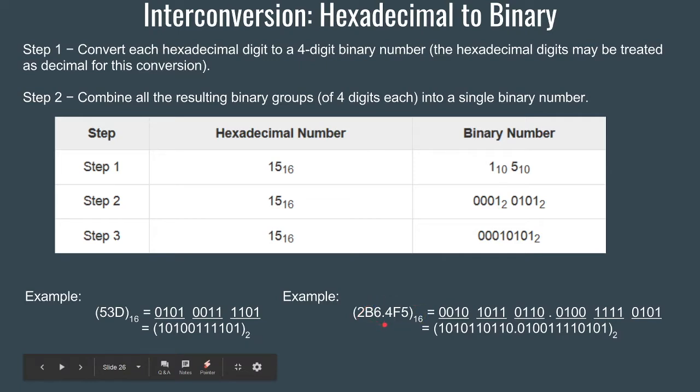In this example, we have a decimal point and the number is 2B6 dot, rather 0.4F5. So first of all, we just write the binary equivalents of these digits to get 0010, 1011, 0110, 0.0100, 1111, 0101. We remove the stray zeros as usual to get 101011 01110 dot 01 and so on. So this is the entire binary number for this particular hexadecimal number.